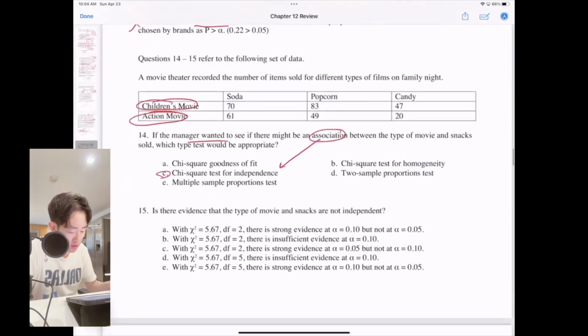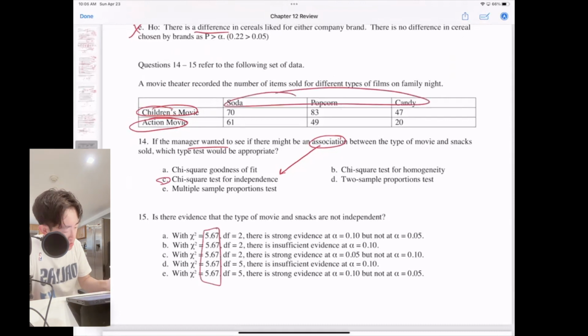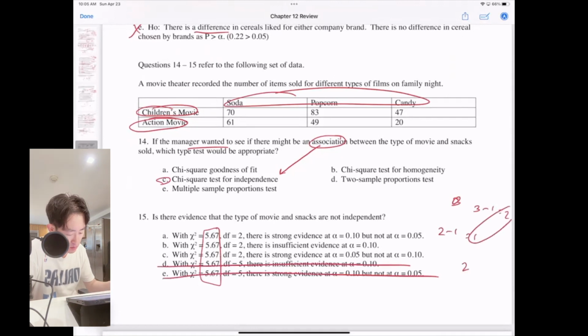Is there evidence that the type of movie and snacks are not independent? So we have all the chi-squared values, thank God, I don't have to solve for it. Row is 3, column is 2, column is 3, row is 2, subtract 1, that's 2, that's 1, so degrees of freedom is 2. So I'm eliminating D and E right out of the gate.